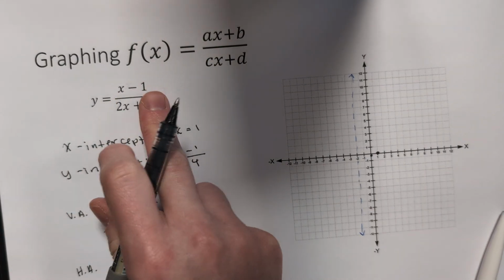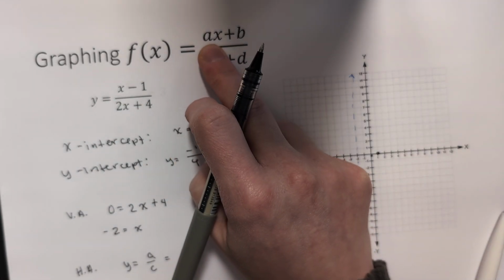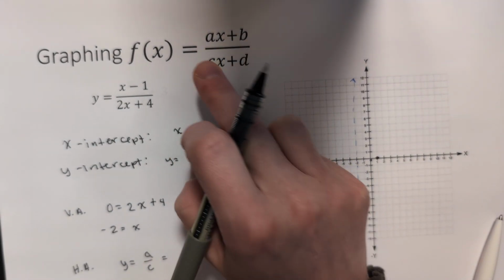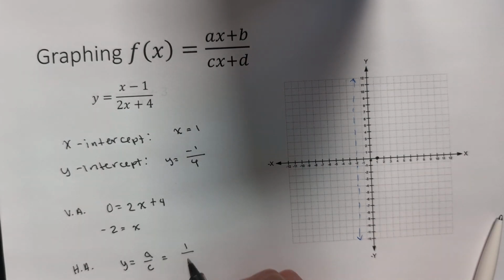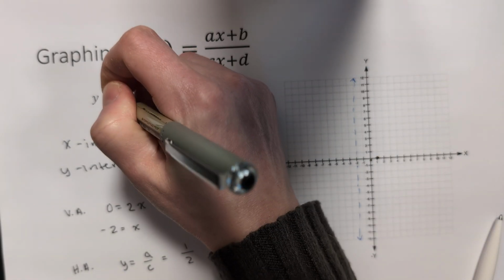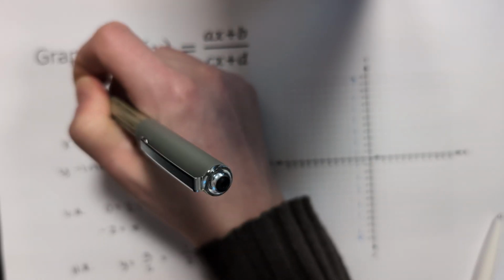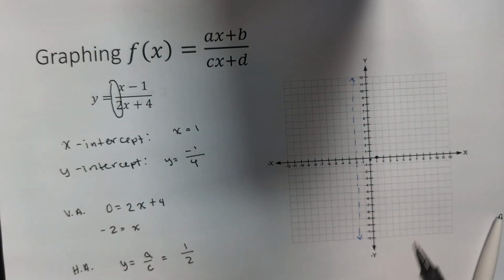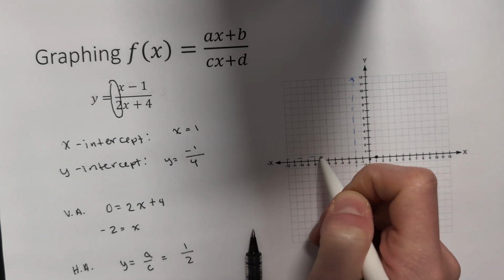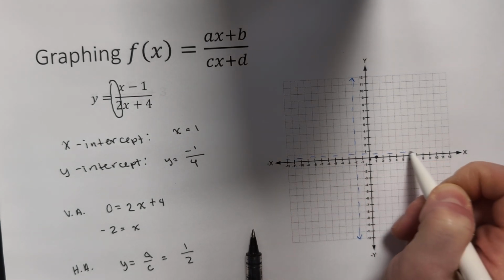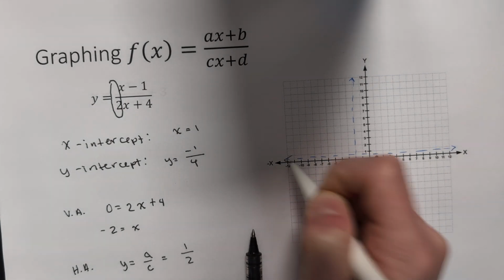Do be careful if you have it in a different form that you're looking at coefficients or constants and not just the first thing you see or whatever else. So c is equal to 2, 1 over 2. So you can often see that here, 1 over 2. There's the y equals 1 over 2. So there's my horizontal asymptote. Probably not the greatest scale for this, but also not a huge problem.